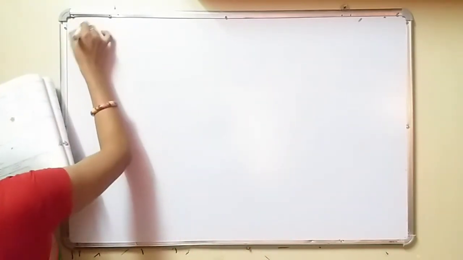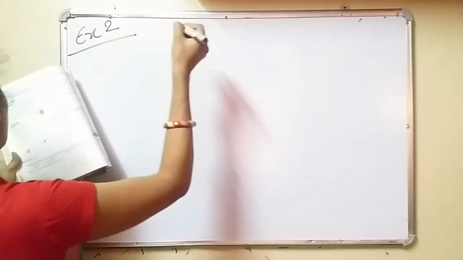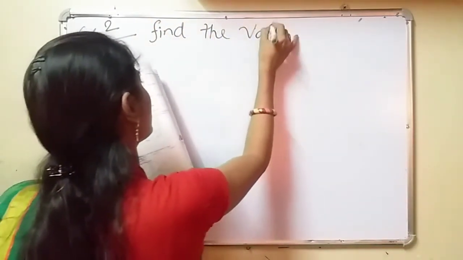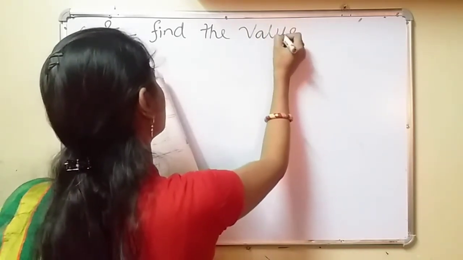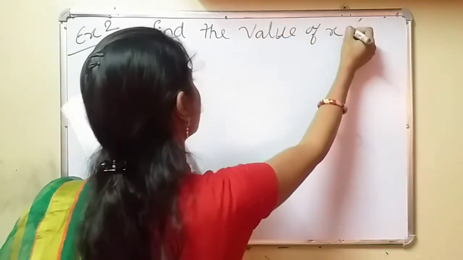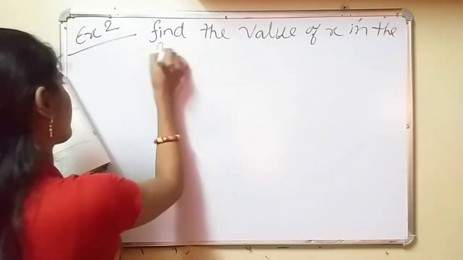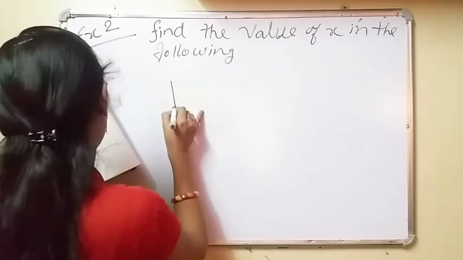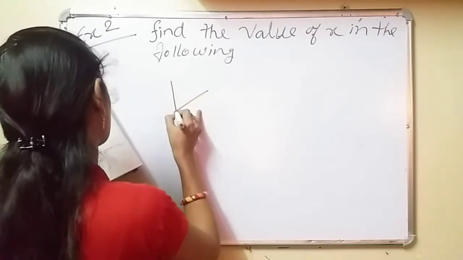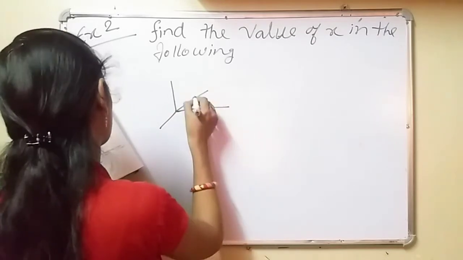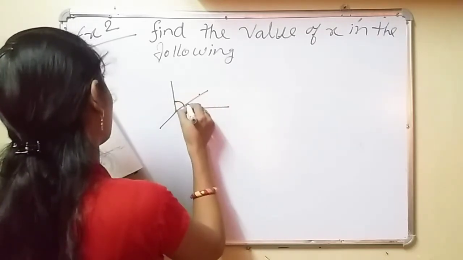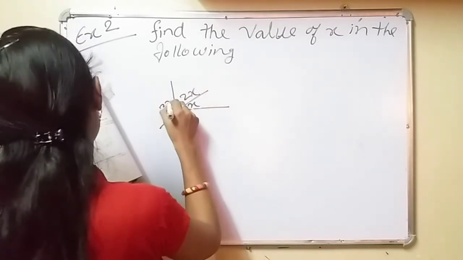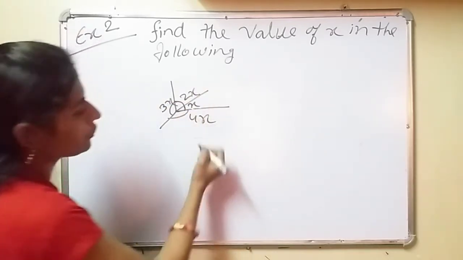Now example number 2. Find the value of x in the following. Now see, in this, this is angle x, 2x, 3x and 4x. Now you have to find the value of x.